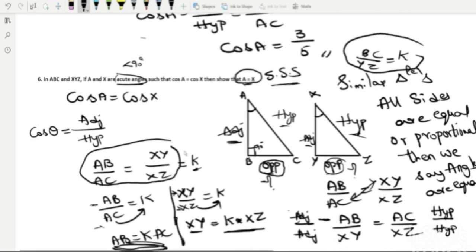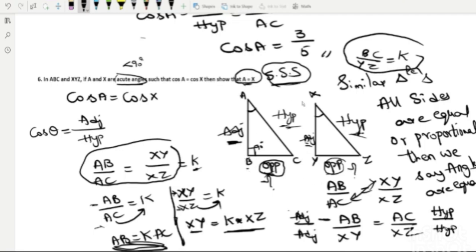You can see clearly in the starting initial steps, we have proportionated the sides AB and XY, which are adjacent sides, and the hypotenuse on both sides, AC divided by XZ. Now in order to prove this theorem SSS, you need to proportionate both opposite sides. So in order to proportionate these sides, we need to divide BC upon YZ.